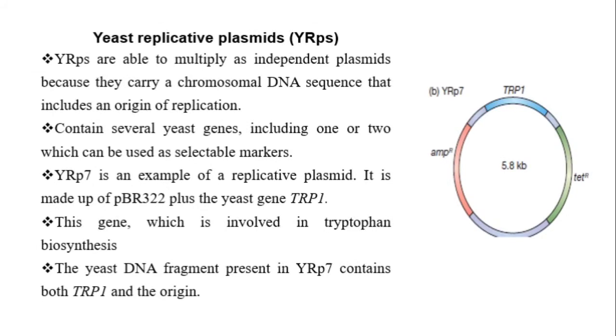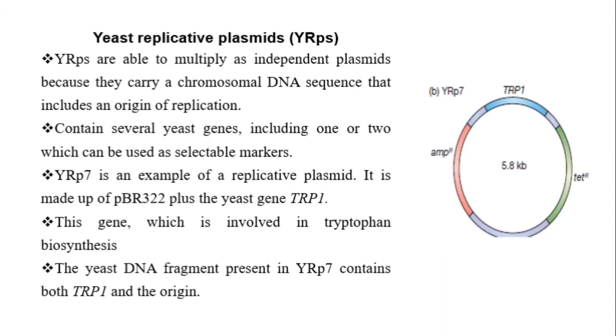The next vector is the yeast replicative plasmid vector, or YRPs. These YRPs are able to multiply as independent plasmids because they carry a chromosomal DNA sequence that includes an origin of replication. YRPs contain several yeast genes, and one or two of these genes can be used as a selectable marker. YRp7 is an example of a yeast replicative plasmid vector.